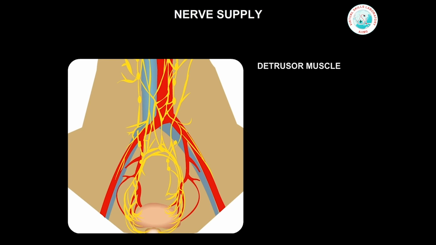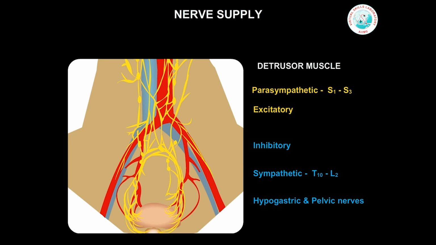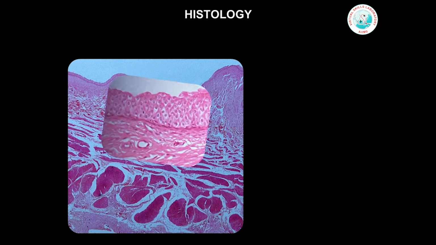The bladder wall is supplied by both sympathetic and parasympathetic nerves. The detrusor muscle gets its parasympathetic supply from S1 to S3 segments that synapse in the bladder wall. These are excitatory to the detrusor muscle and inhibitory to the internal urethral sphincter. The sympathetic fibers come from the T10 to L2 segments via the hypogastric and pelvic nerves, which have inhibitory action on the detrusor muscle.